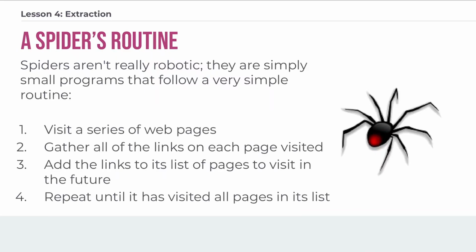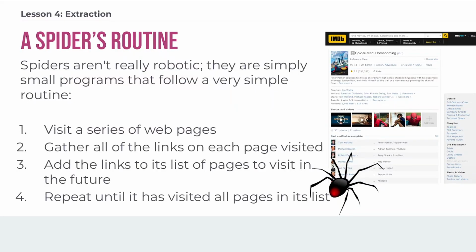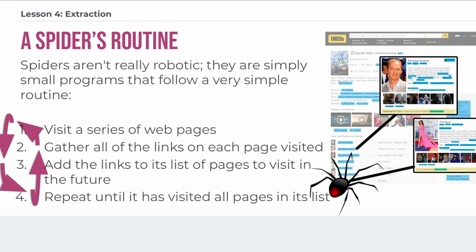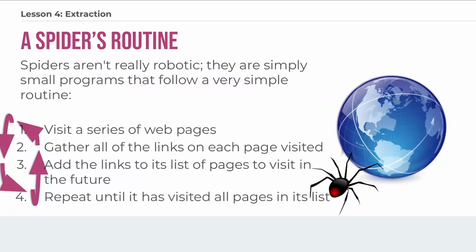And the computer programs actually follow a very simple routine. The algorithm for a spider bot is to visit a web page, gather all of the links that exist on that web page, and add the links to a list of pages that it's going to visit in the future. And it's going to repeat, or iterate through, this process until it has visited all of the pages on its list. So it has a fairly simple job. It's just a really extensive job.